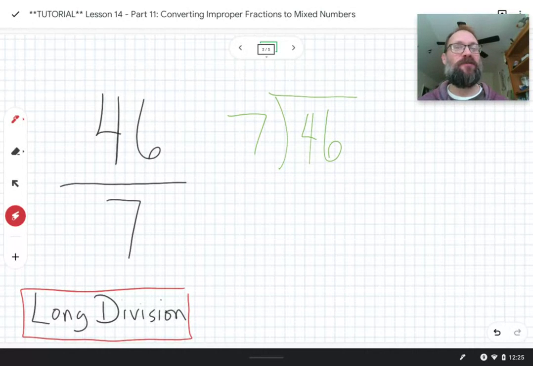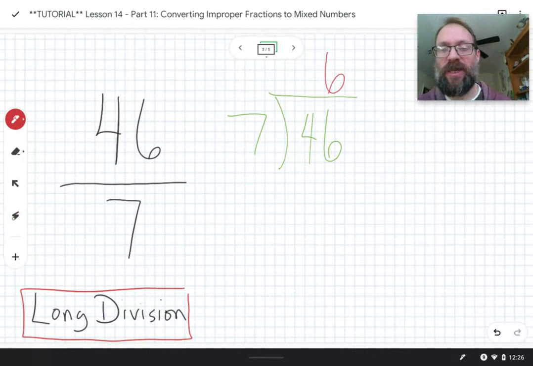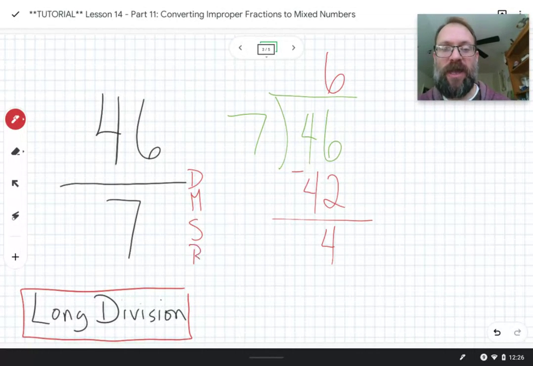Thank you, reflex math. 7 times 6 is 42. 7 times 7 is 49, which is too big. So we're going to go with 6. We'll write that over the last digit, the number we divided. That's our division step. Now we're going to multiply. 7 times 6 is 42. Now we're going to subtract and get 4. And then we're going to bring down. However, there's nothing to bring down here, so we're done.